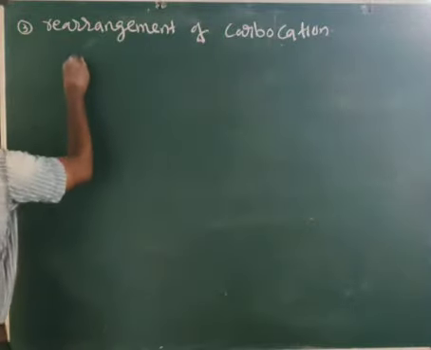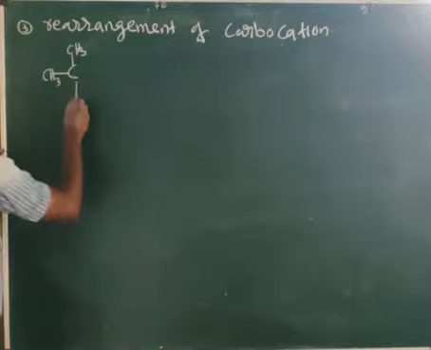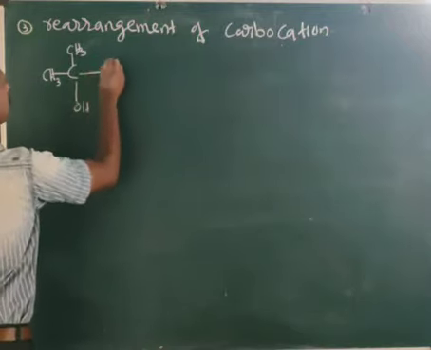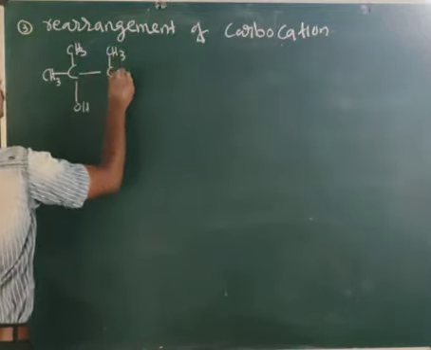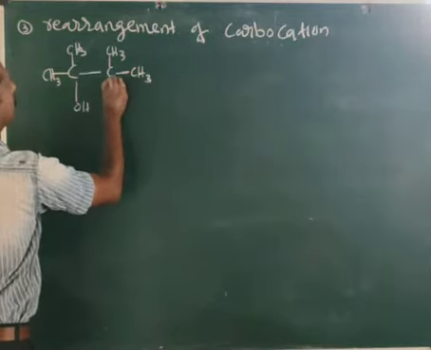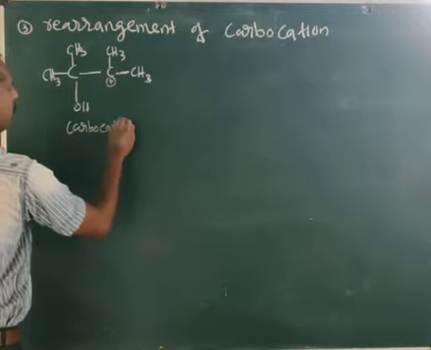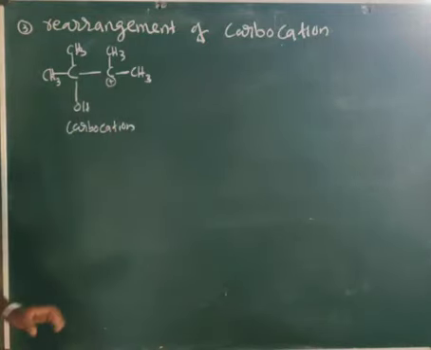So I am writing the same carbocation. CH3, CH3. Here it is OH. Here it is CH3, CH3. Okay, here it is a positive charge. This is our carbocation. When this carbocation is formed, look at here.